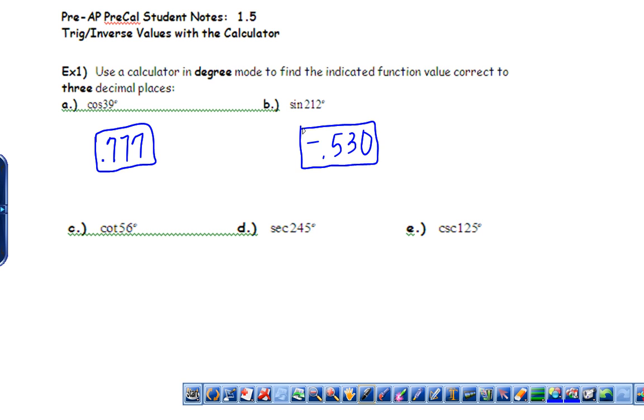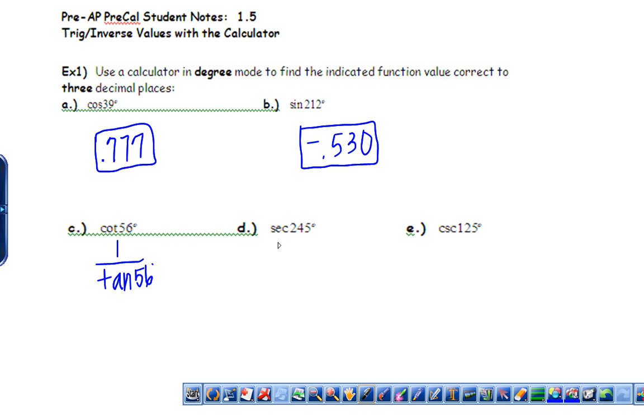Okay, for cotangent, if you notice that button is not on your calculator, so if it's cotangent of 56 degrees, in order to get tangent, I know that I need to do the reciprocal. So the reciprocal would be tangent of 56 degrees, because remember, cotangent and tangent are reciprocals.